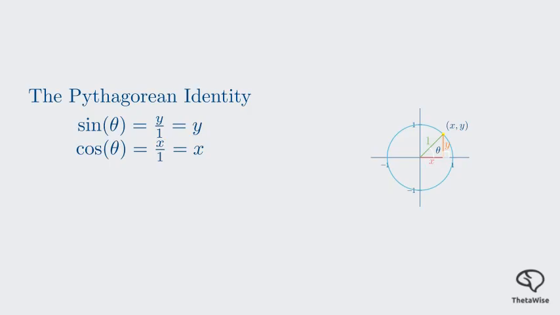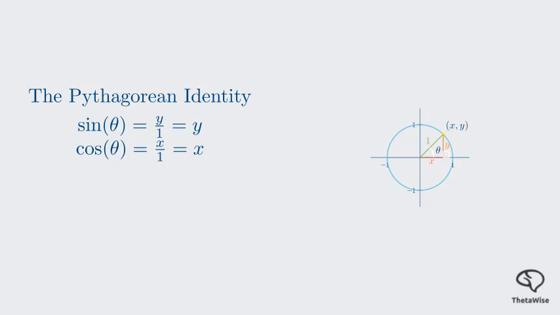Sine of theta is opposite over hypotenuse, which is y over 1, or just y. Cosine of theta is adjacent over hypotenuse, which is x over 1, or just x. So, on the unit circle, the x-coordinate is cosine of theta, and the y-coordinate is sine of theta.